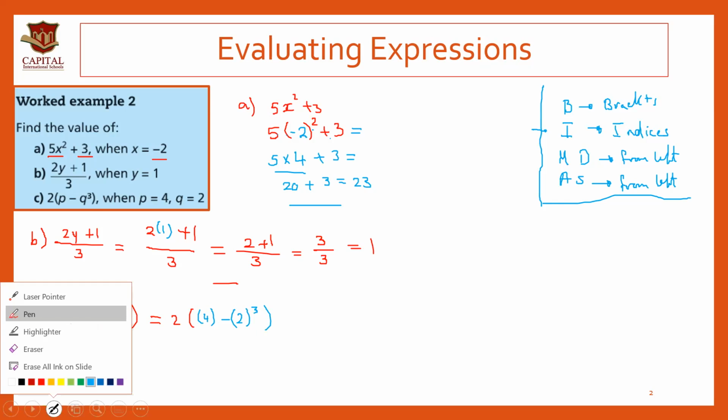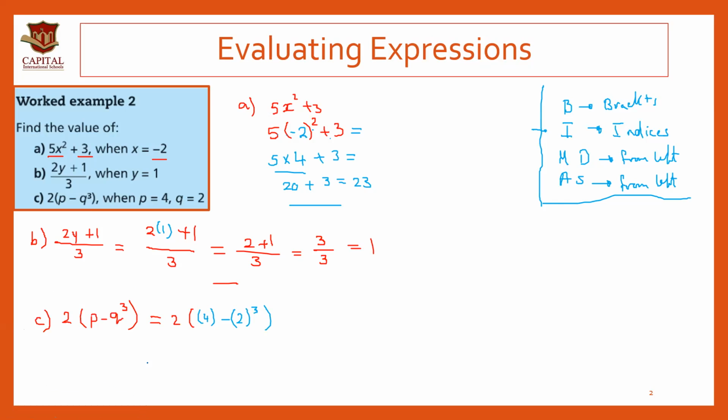Now, when we solve, what do we do first? Let's go back to the order of operation. They told us we are going to solve the bracket first. So I want to solve out what's in the bracket. Inside the bracket, I have two things. I have subtraction and I have indices. What comes first? According to the order of operation, indices comes first. So my main concern now is going to be simplifying the indices. 2 to the power of 3 is 8. And I'm done with the indices.